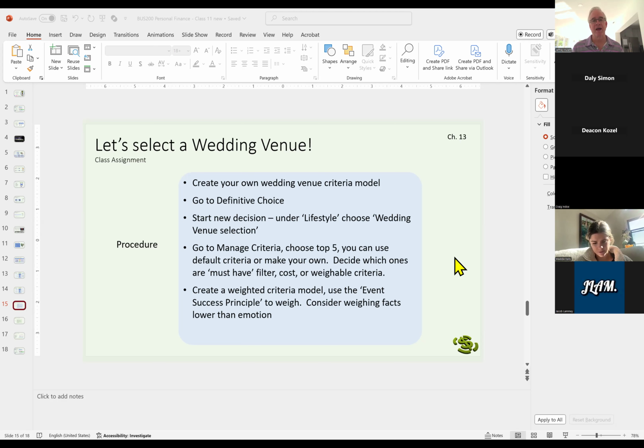Then you'll go ahead and create a weighted criteria model, walking through the sliders and weighing the criteria. At this point, it's your best guess, right? You've never been married before, I'm making that assumption. So don't feel bad thinking, how would I even know how to think about this? That's okay. Remember, your judgment is a lot better than you think.